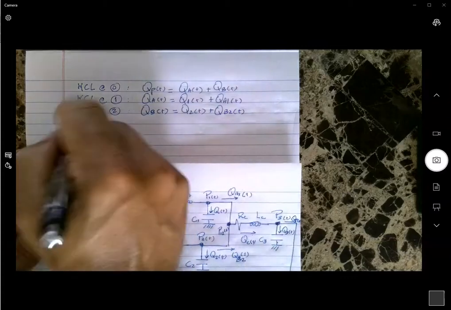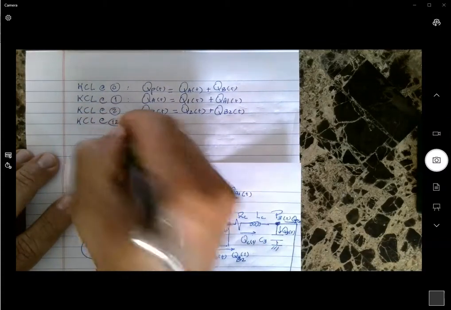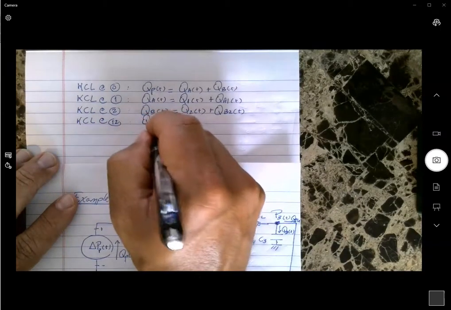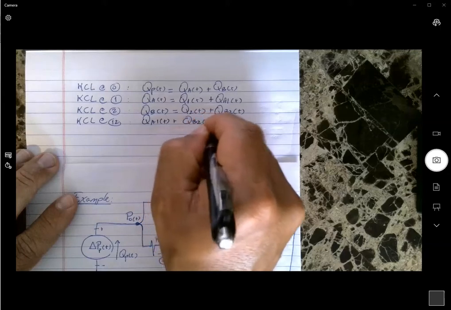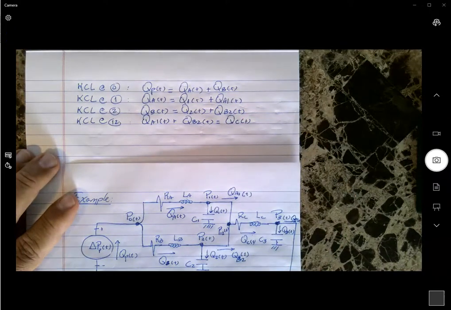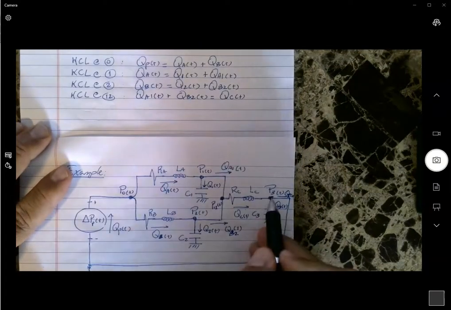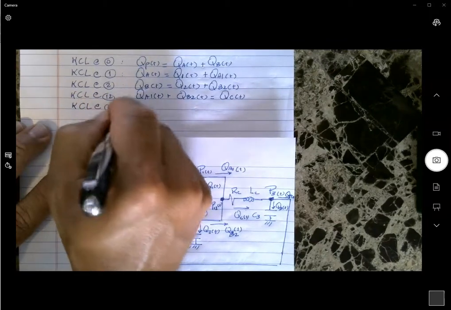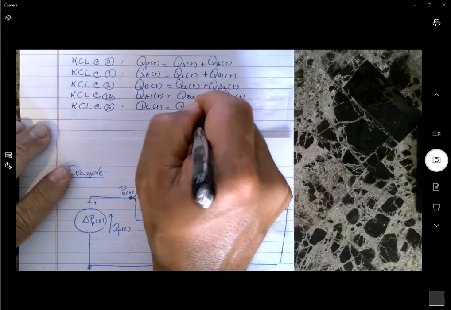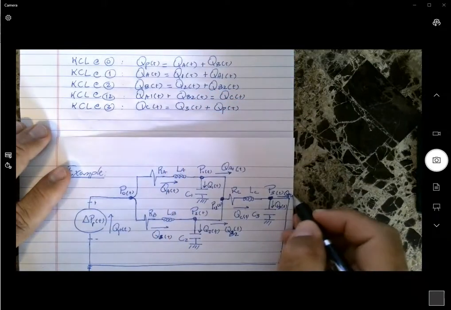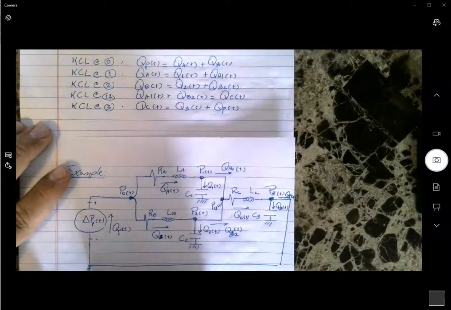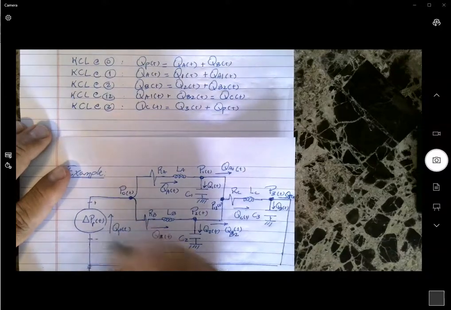Then at node 1-2, KCL at node 1-2, we have QA1 plus QB2 coming in, and coming out, we only have QC. All right. And then finally, at node number 3, KCL at 3, we have QC coming in, and then coming out, we have Q3 plus QP. You know that this is QP. Again, we could have called it QC3, but we know that it is going to match exactly QP, because whatever comes in is equal to whatever comes out.